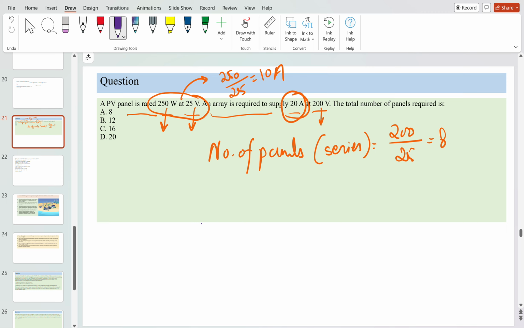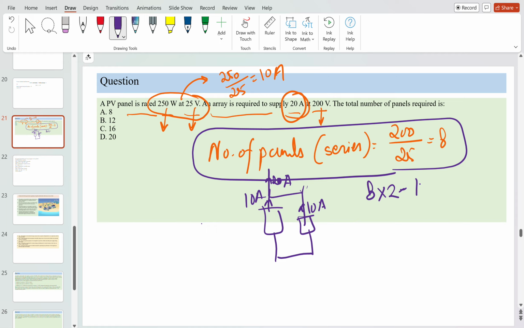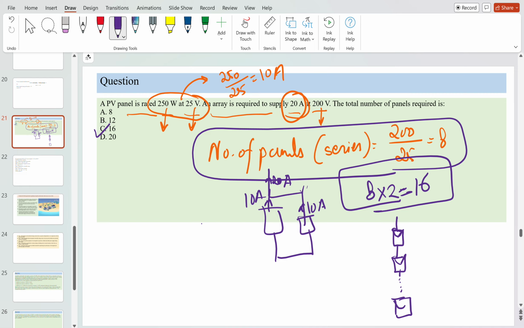Okay, so now you have to keep the same configuration of 8 because you have to maintain the voltage, and you have to increase the current also. Now you have to make it two strings. If you make two strings, the current flowing here is 10 amps, here 10 amps, so the overall current you get is 20 amps. So it will be 8 multiplied by 2 equal to 16. Okay, so the correct answer is option C. So you just have to maintain, because you have a certain module, you have to connect in such a manner that it satisfies the certain voltage requirement.